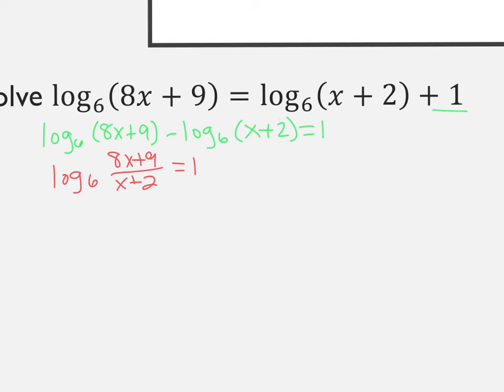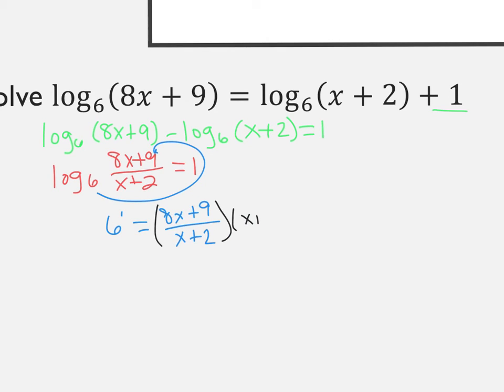So now that we've condensed, we can write in exponential form. 6 to the first power equals 8x plus 9 over x plus 2. Now, to isolate our x's, we have to get rid of the fraction bar. So we're going to multiply both sides of our equation by x plus 2.